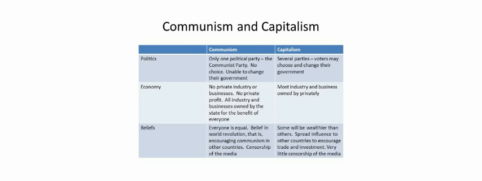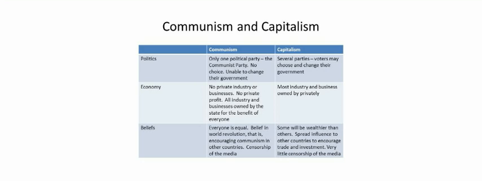The beliefs. There was a difference in beliefs. In communism, they believe everyone is equal. They believed in world revolution, that soon enough capitalism would go away. That is, they wanted to encourage communism in other countries. There was also censorship of the media. In other words, they didn't necessarily have notions of freedom of speech in the Soviet Communist East.